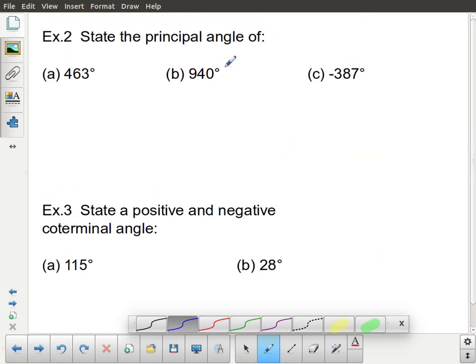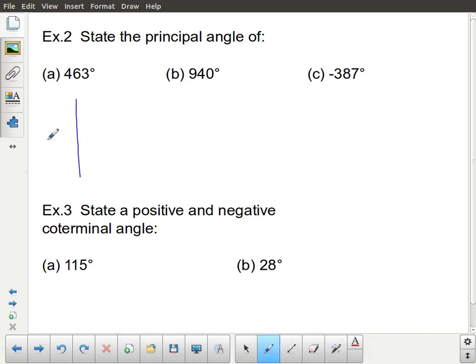All right, state the principal angle of 463 degrees. Now you can do this with a diagram, or you can do it with arithmetic or algebra. I think I'm going to start with a diagram for this one, and just a little freehand diagram. It's positive 463 degrees. So if I start drawing a loop, if I draw my first spiral to there, how far have I gone? I've gone 360 degrees. So I still have further to go. How much further do I have to go?